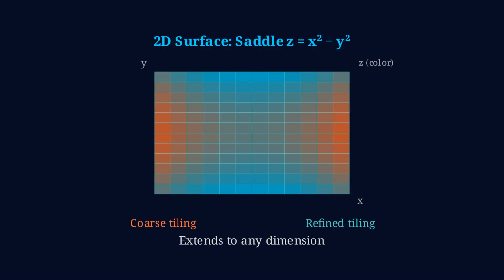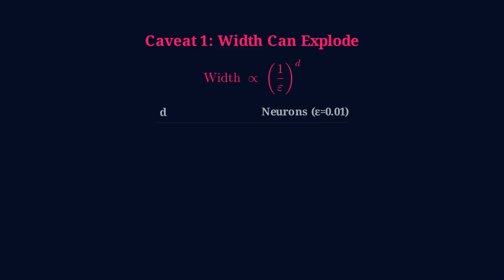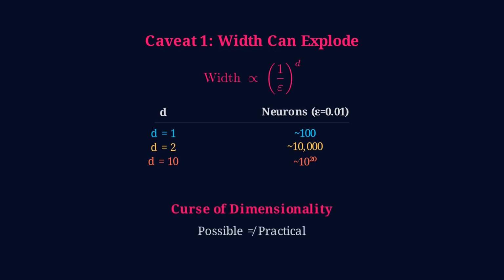The theorem extends to any dimension. But there's a catch. The width you need grows with the dimension and shrinks with epsilon. In one dimension, you might need 1 over epsilon neurons. For epsilon equals 0.01, that's 100 neurons. In 2 dimensions, you need 1 over epsilon squared. That's 10,000 neurons. In 10 dimensions, you need 1 over epsilon to the 10th power. For epsilon equals 0.01, that's 10 to the 20th neurons. More neurons than atoms in the observable universe.